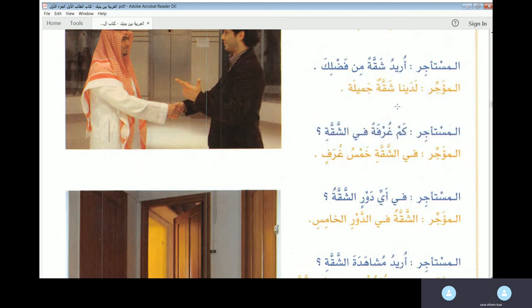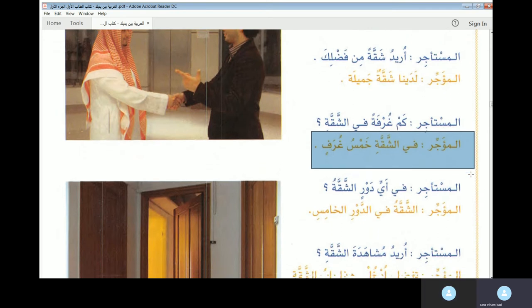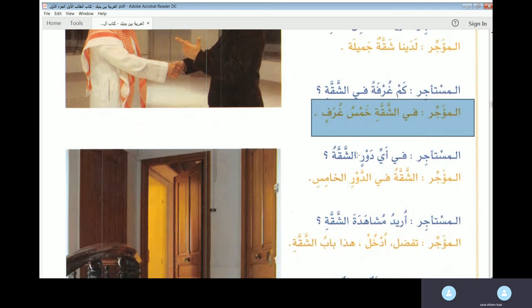Okay. Kam ghurfatan fi shakati? How many rooms in the apartment? Fi shakati kamsu ghurafin. In the apartment there are 5 rooms.